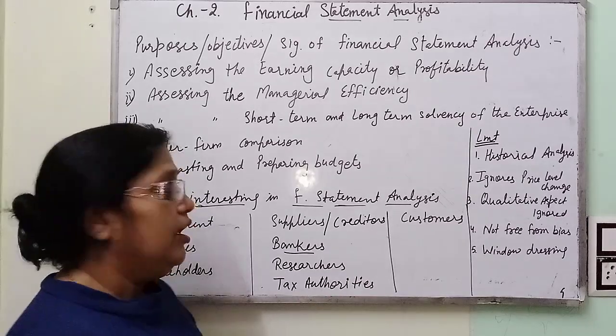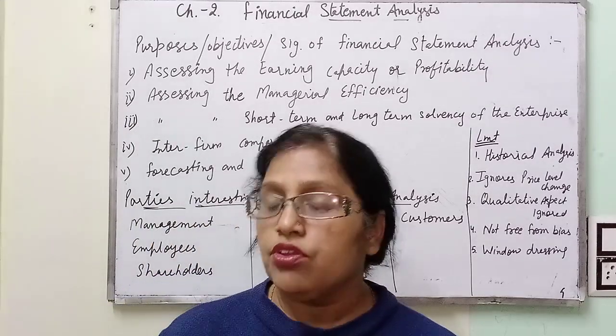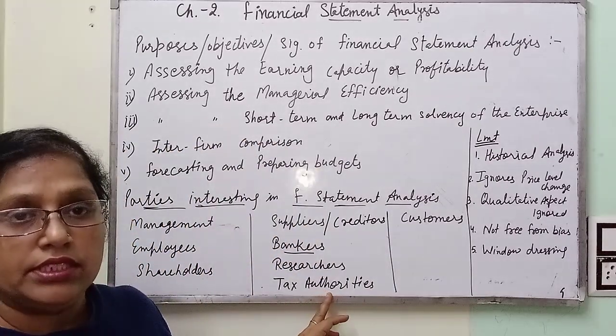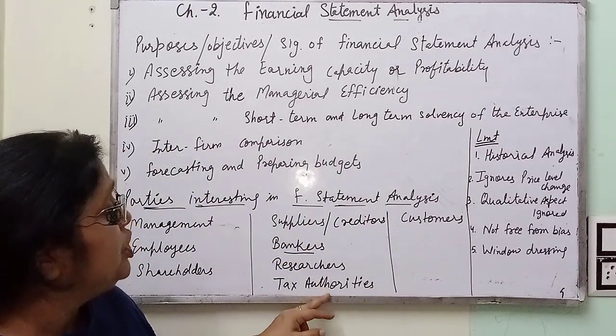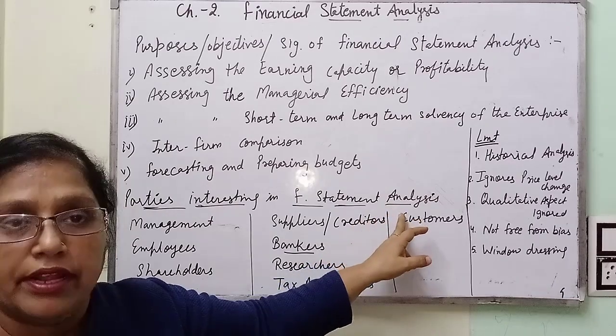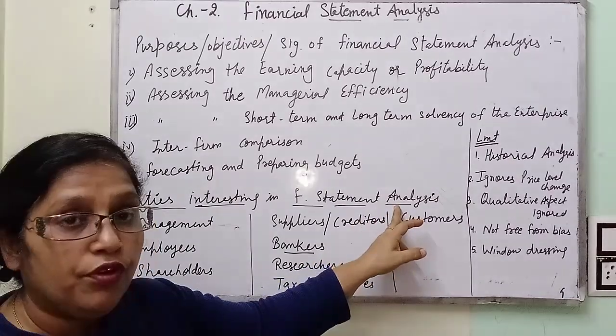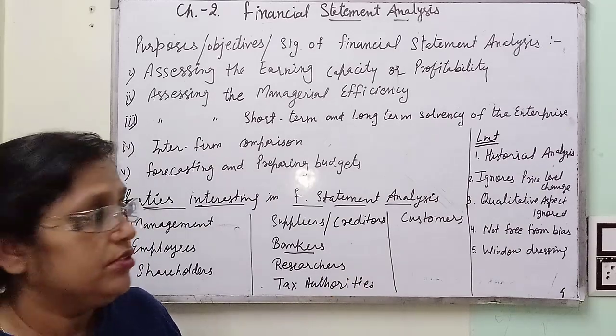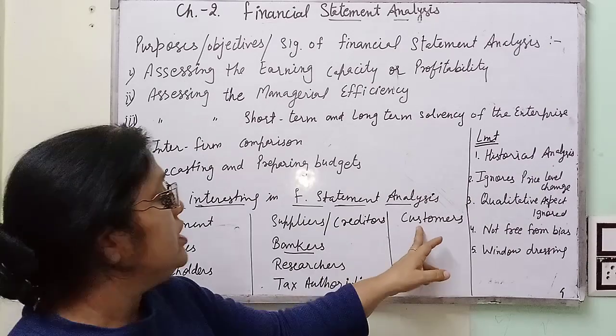Tax authorities charge tax. Tax authorities means the government. They levy tax on the earning capacity of the business. They want to know the actual analysis of the statement of P&L. If there is more profit, then more tax is to be charged. Less profit, less tax will be charged.